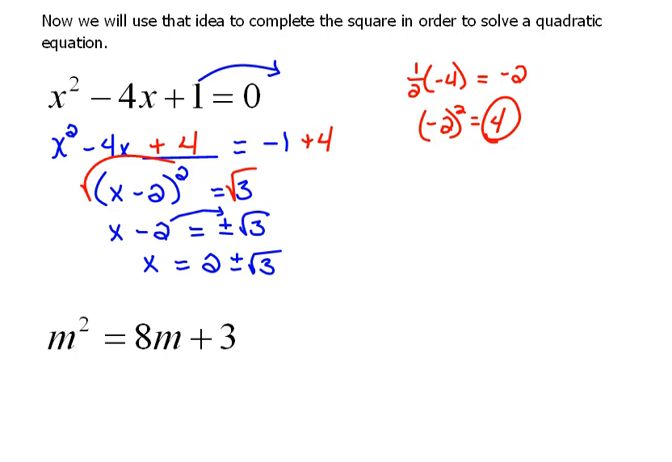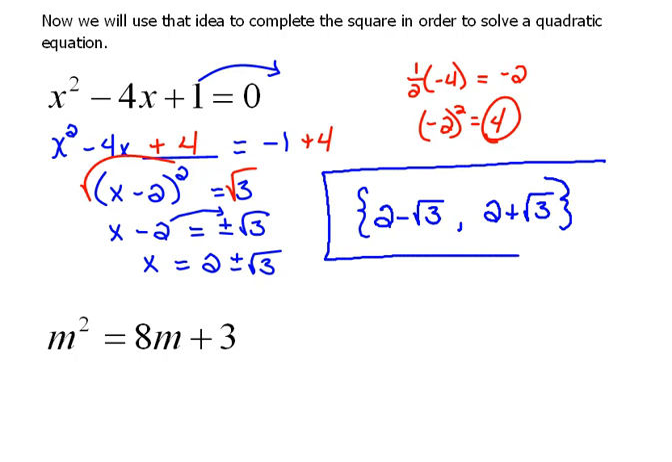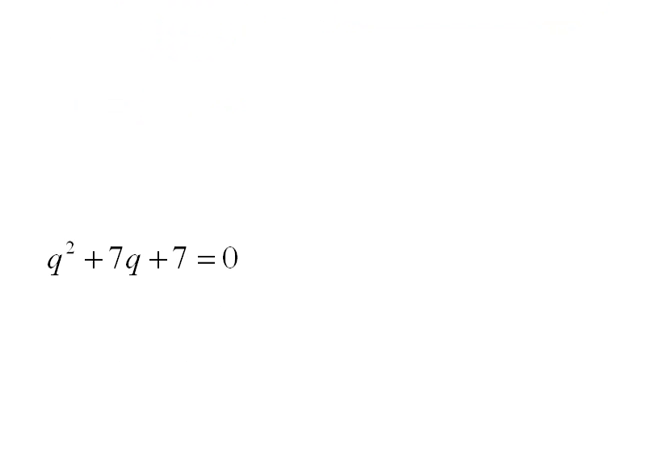Alright, now when we write this as our solutions, because this is actually two different solutions compactly written as one, this is actually 2 minus the square root of 3, and then also 2 plus the square root of 3. We have two separate answers there for that same problem. Which makes sense if you think about it, because when we factor these problems down, we usually get two answers for quadratics also. Okay, let's try another one pretty quick.